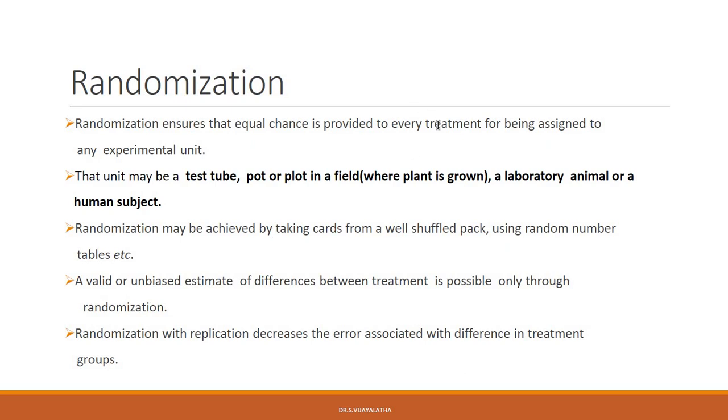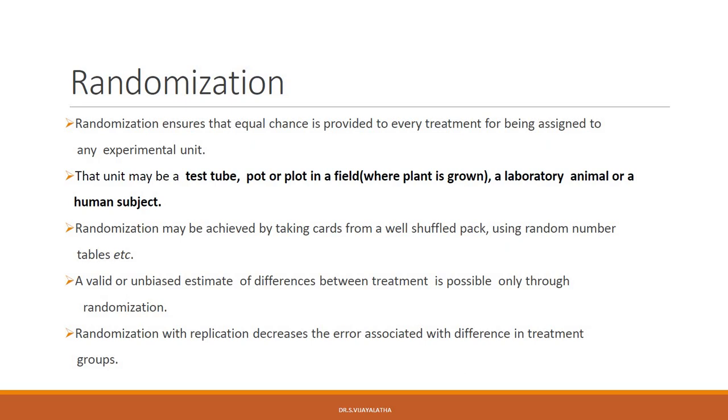The treatments have to be randomly allotted to the experimental units. This may be done by employing the lottery method or the random number table method. By randomly allotting the treatment to different experimental units, we will be able to get an unbiased estimate of differences between the treatment. When randomization is done along with replication, it decreases the error associated with the difference in treatment.